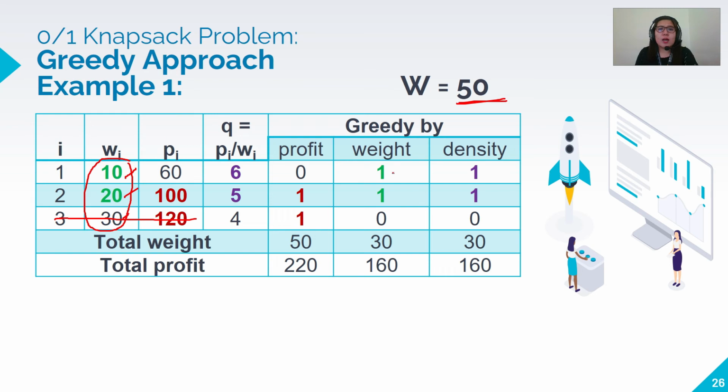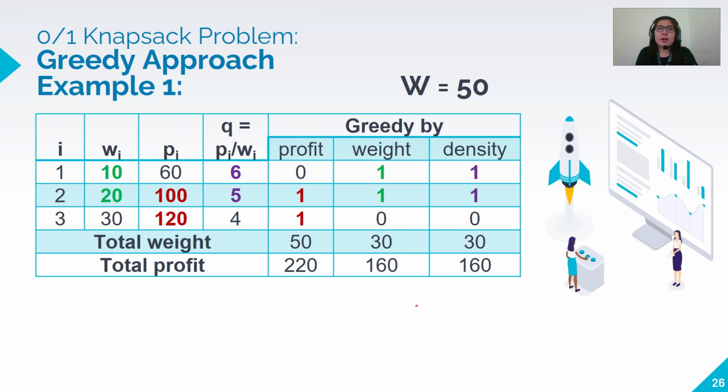So, that is why our answer here, we have 1, 1, 0. Item 3 is no longer included. So, therefore, the total weight is 10 plus 20, 30. And the profit is 60 plus 100. We have 160. That is greedy by weight.